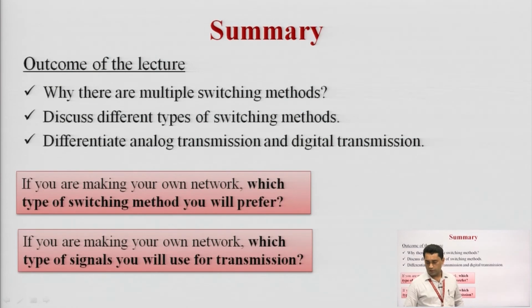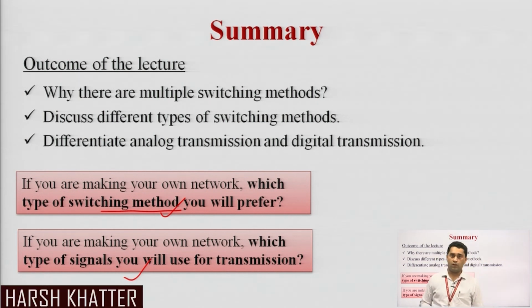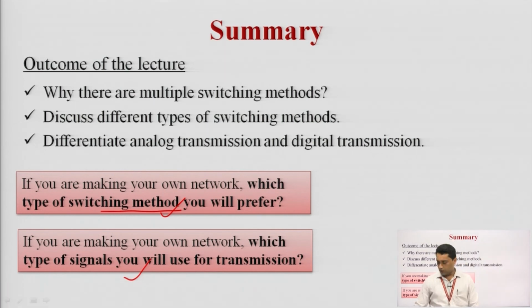So, here is the summary and two open-ended questions from today's class. If you are making your own network, which type of switching method will you select? We have studied circuit switching, message switching, and packet switching. Out of these, which one would you opt for in your own network? Similarly, which type of signal will you opt for, analog or digital? This is all about today's class. In the next class, we will start the encoding schemes over digital signals and then ISDN.